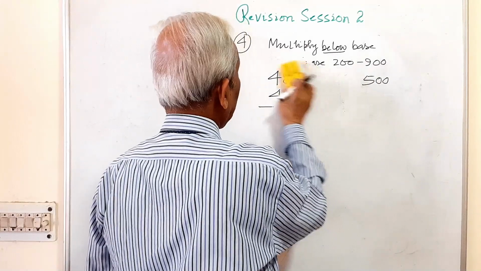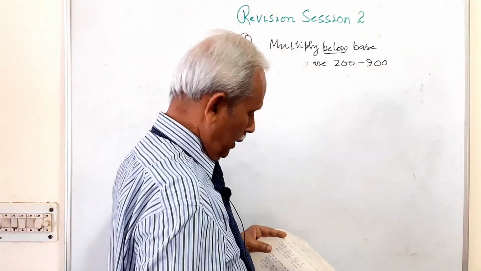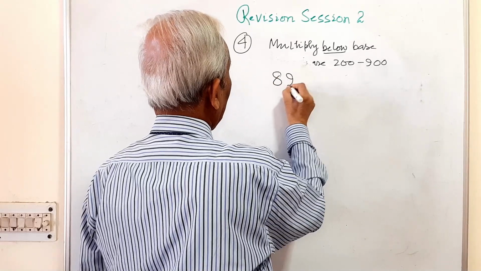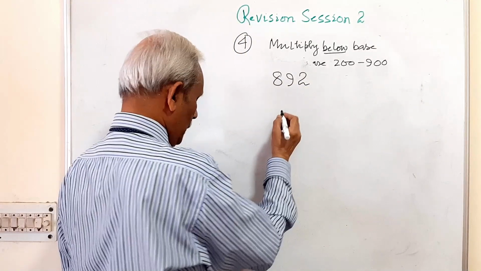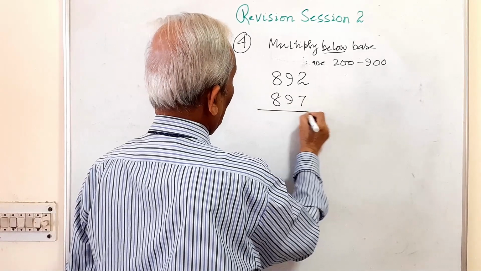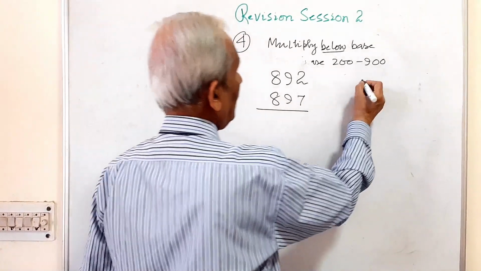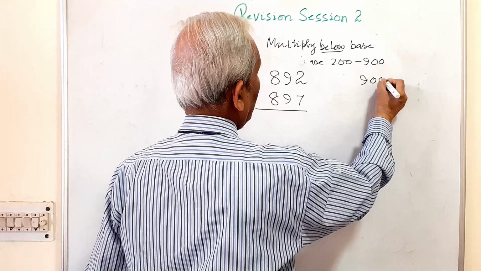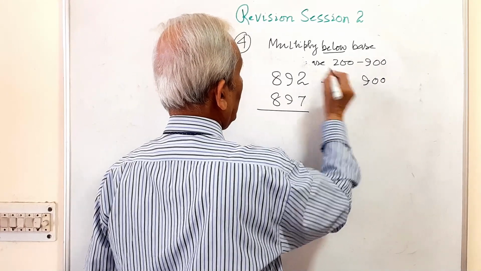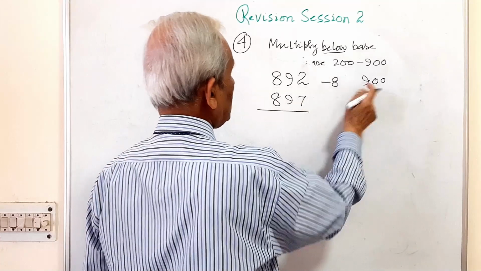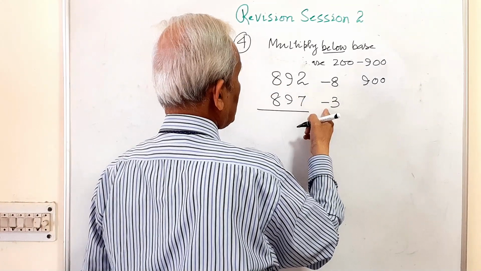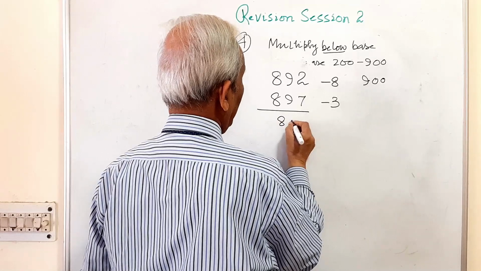Let's do the third question. The third question is 892 into 897. What is the base here? Base here is 900. 892 minus 900 is minus 8. 897 minus 900 is minus 3. Now 892 minus 3 is how much? 889.